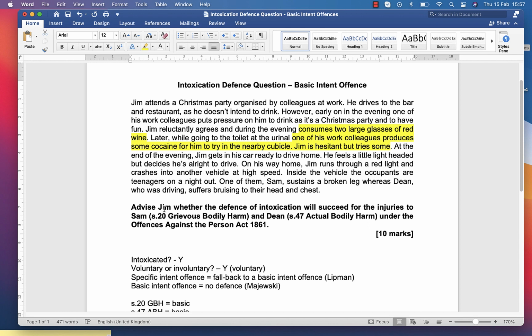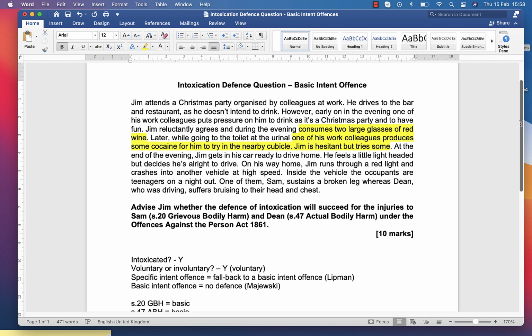So for Section 20 GBH, with regards to Sam, this is the broken leg we've got there in the subsequent crash, the mens rea would be that the defendant intentionally or subjectively recklessly causes some harm. Whereas with Dean, Section 47 ABH, if you look up the mens rea, it will be that the defendant intentionally or subjectively recklessly commits an assault or battery.